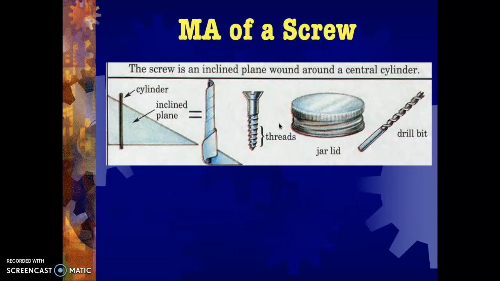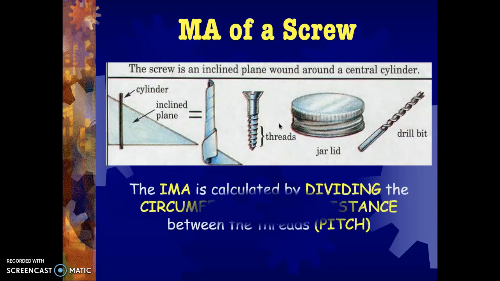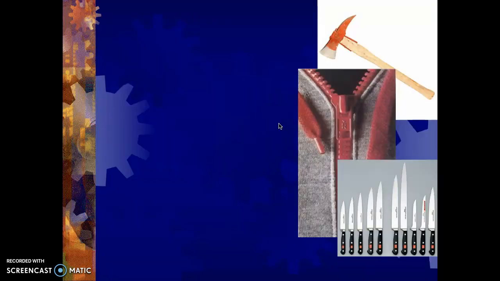So how do we calculate the mechanical advantage of a screw? And you can see here jar lid, drill bits, our everyday screw, things like that make for it. The IMA is found by dividing the circumference, the distance around the screw, by the pitch, and the pitch is simply the distance between the threads, and you can see the threads in the picture above. So the distance between threads is called the pitch. So we take the length around the screw divided by the distance between those threads, and we have the mechanical advantage.